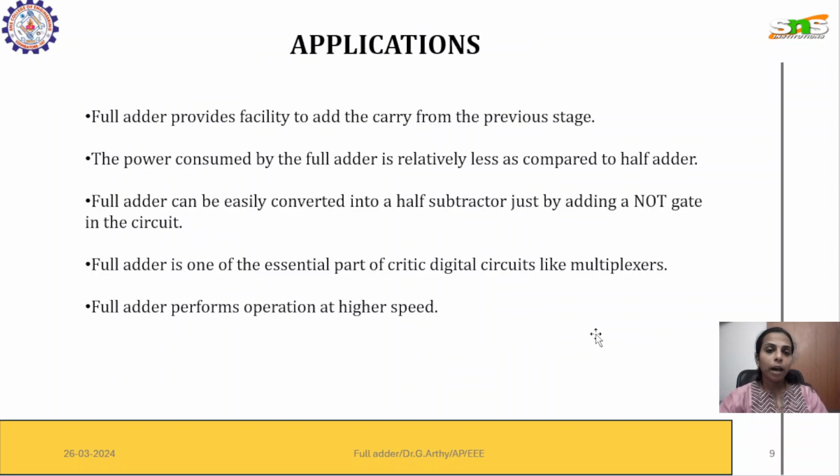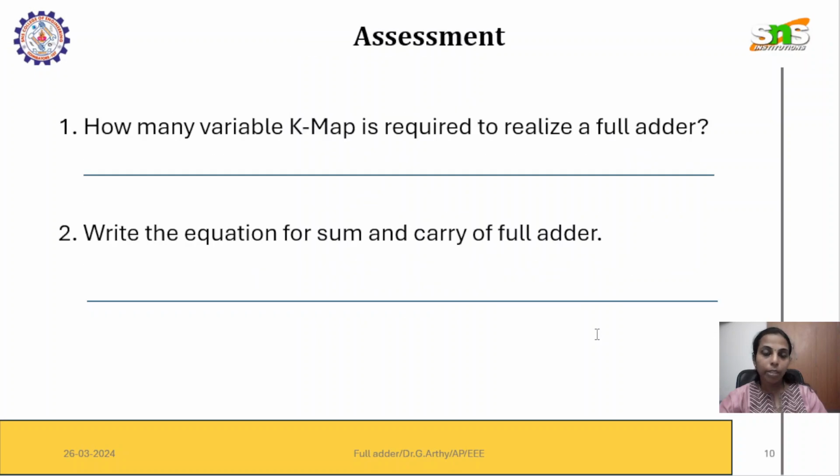As with the half adder, the full adder also has different applications. It provides the facility to add the carry from the previous stage, which is not available with half adders. Power consumed is relatively less. A full adder can be easily converted into a half subtractor just by adding a NOT gate. It is one of the important parts of a multiplexer. A full adder performs operations at higher speeds.